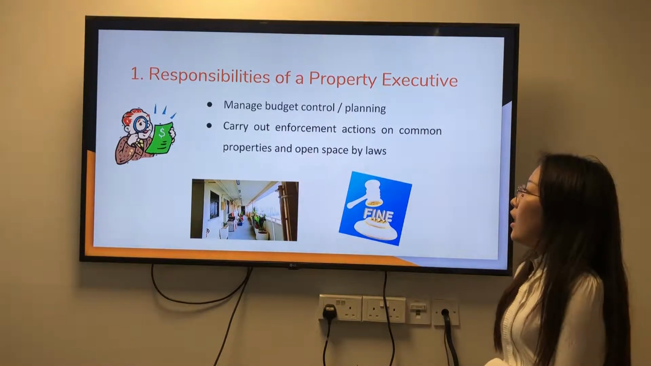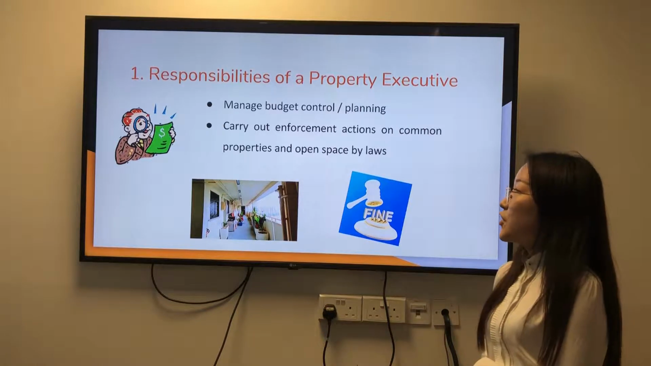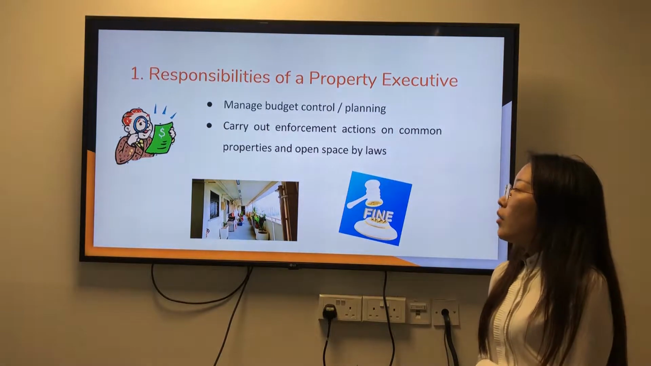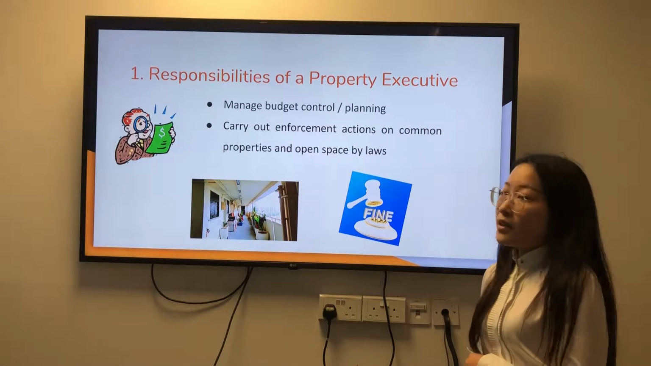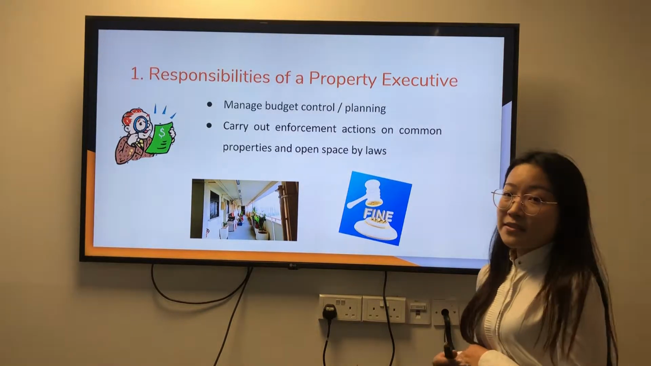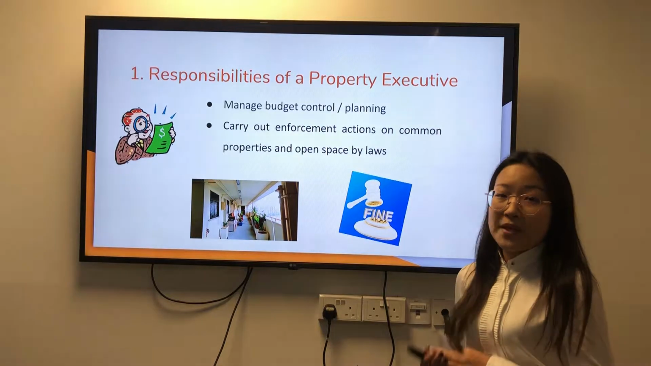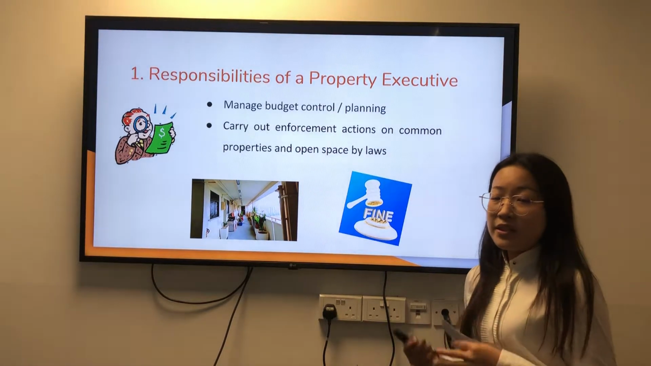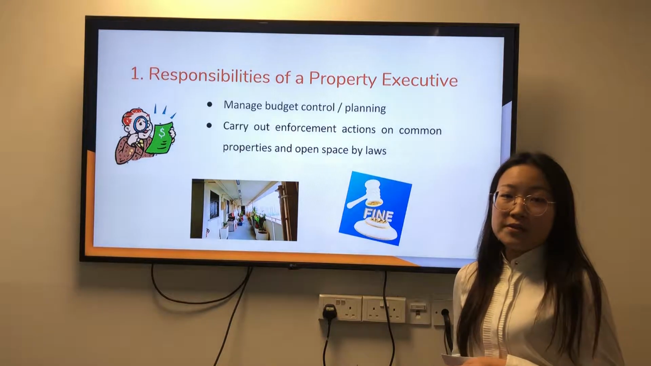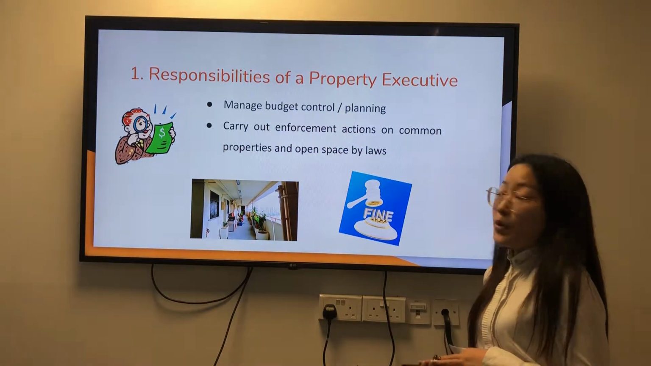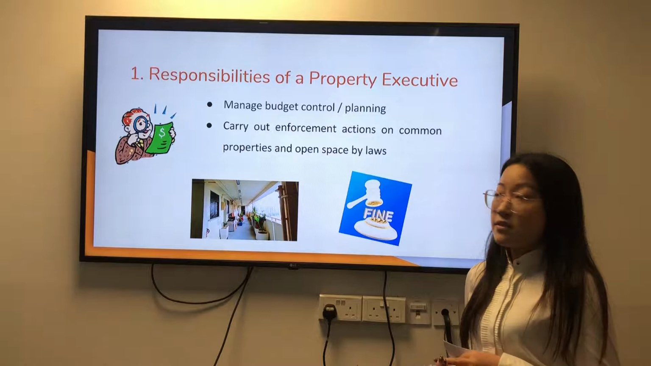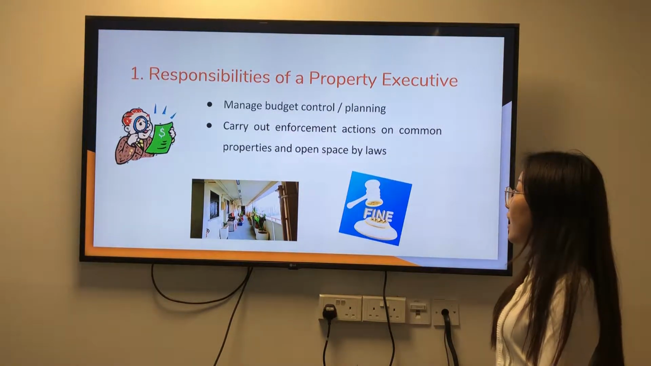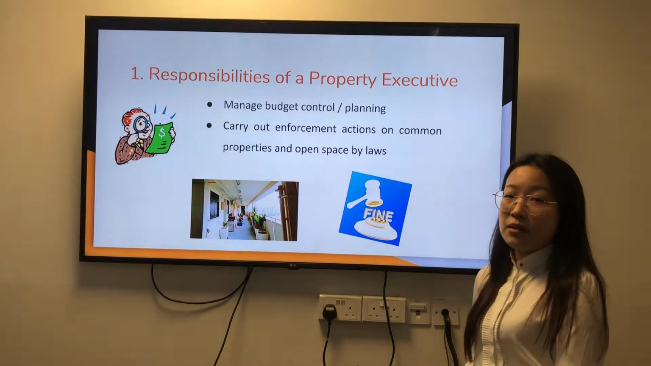Another responsibility is managing budget control and planning. The property executive is responsible for all expenses in the town council, such as the maintenance works, improvement works, replacements, and cleaning service. The last is to carry out enforcement actions on common property and open space bylaws.